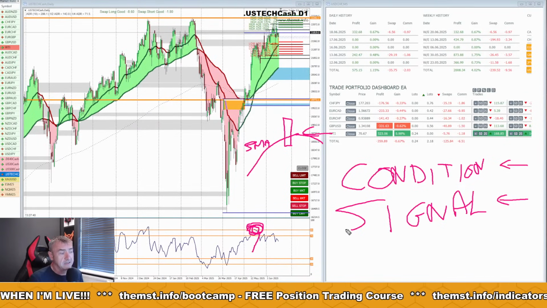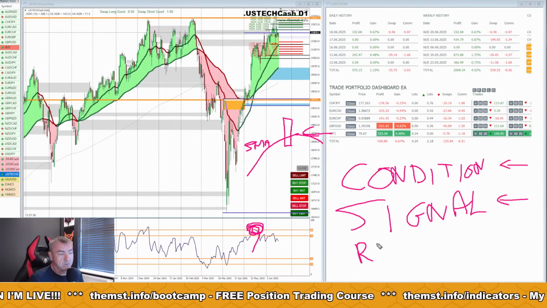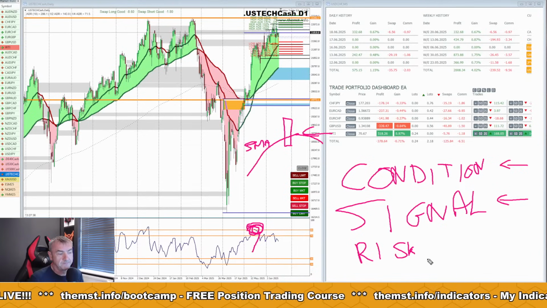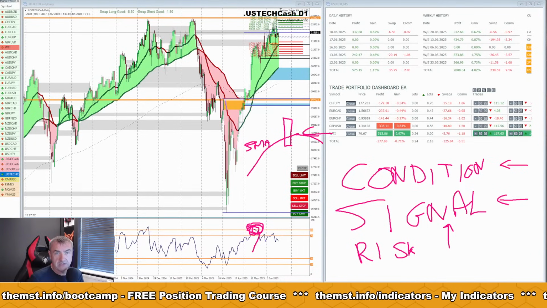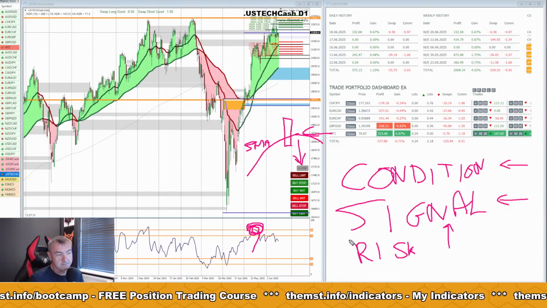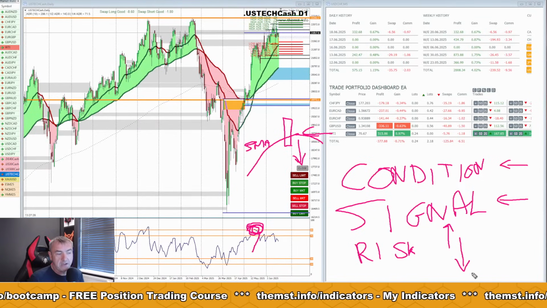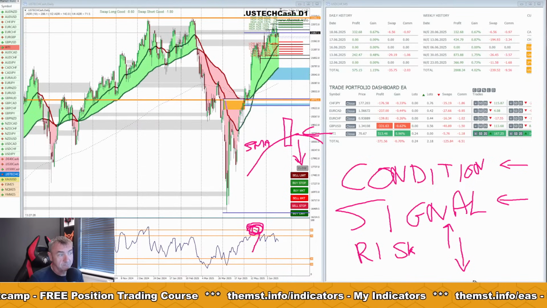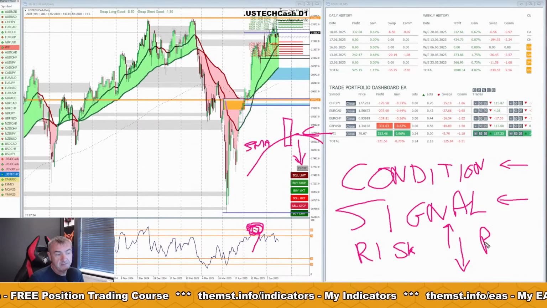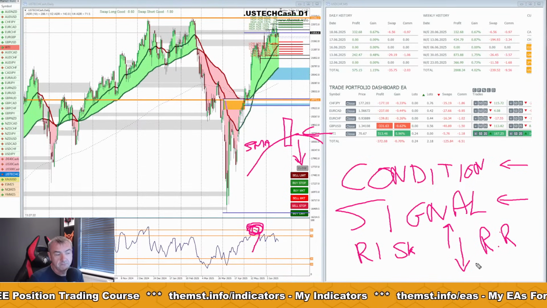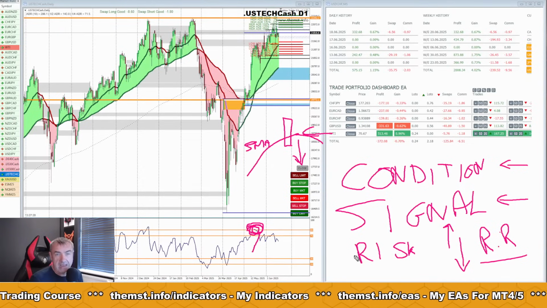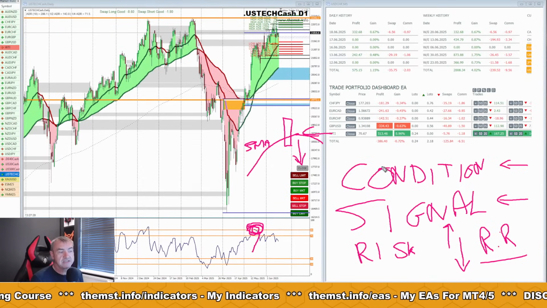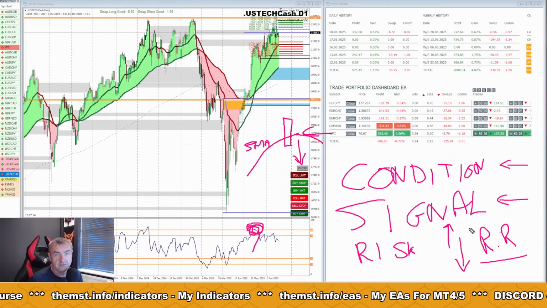We then need to work out how much we want to risk on that trade. We want to work out where we want to exit the trade if the trade goes against us. I'm assuming we're shorting. And we want to work out where we're going to target. So that is typically a risk reward ratio. Those are the core elements of any strategy. There is no strategy out there that does not have those elements in it.